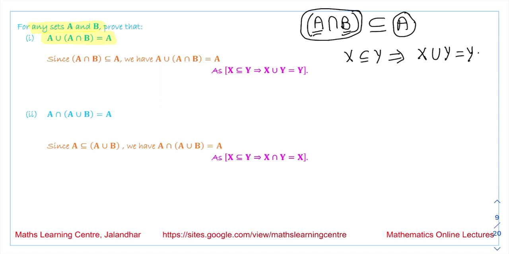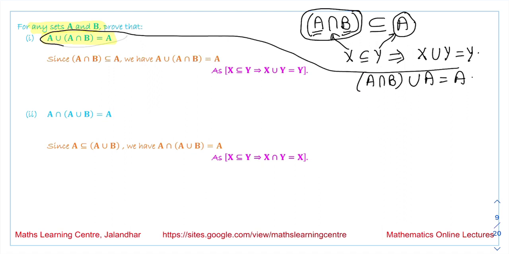So if we substitute, X is equal to A intersection B and Y is equal to A. Substituting these values, we get (A intersection B) union A is equal to A, and this is what we have to prove in our first part. Second, we have A intersection (A union B) is equal to A.